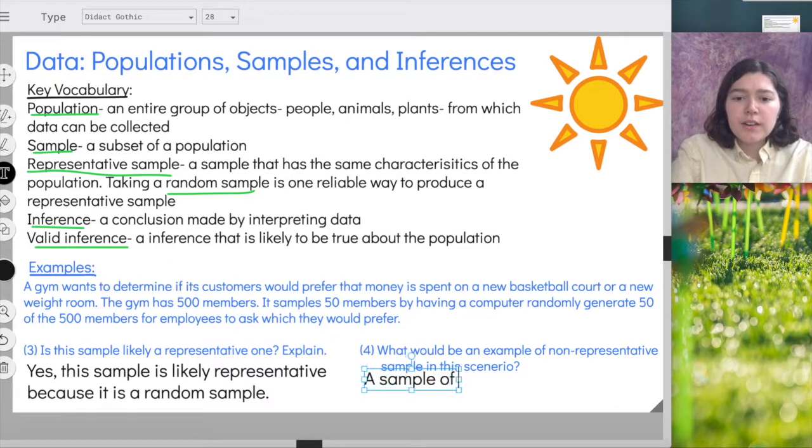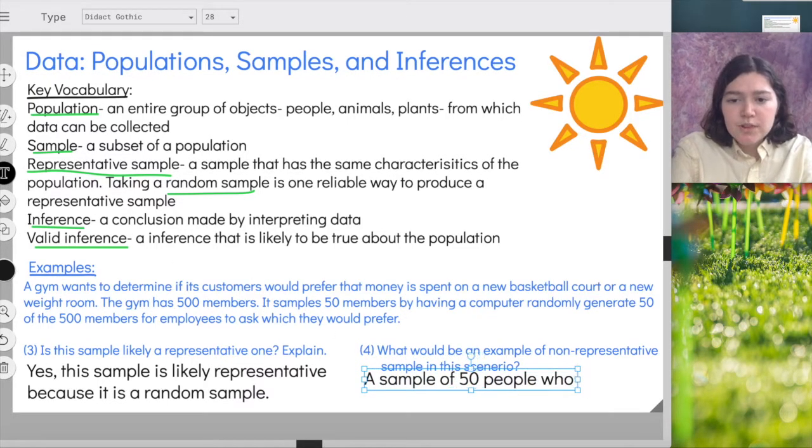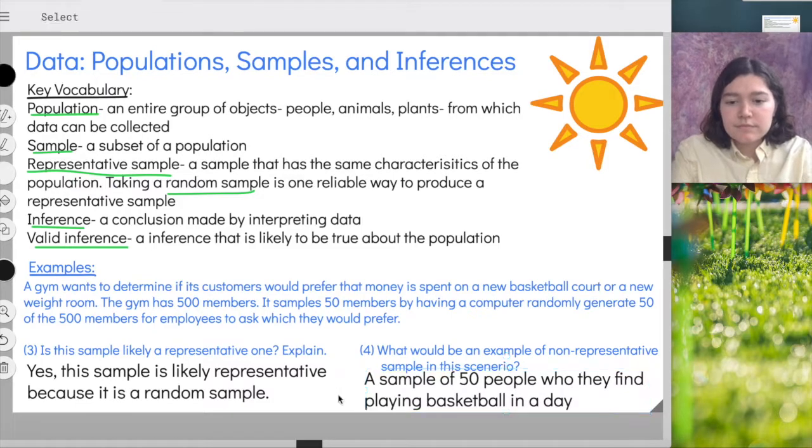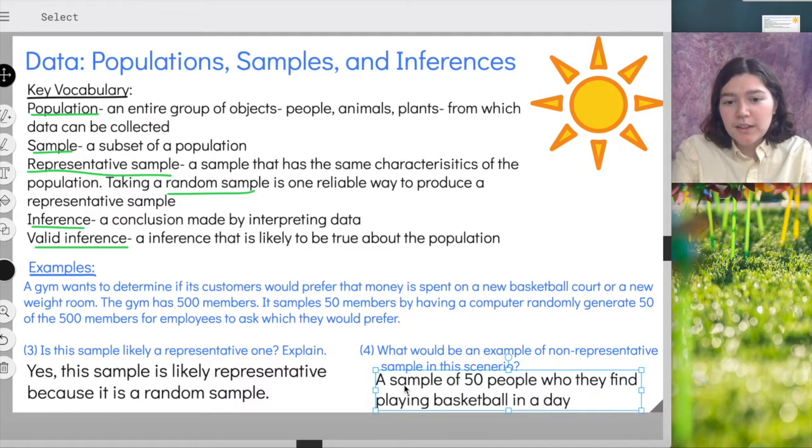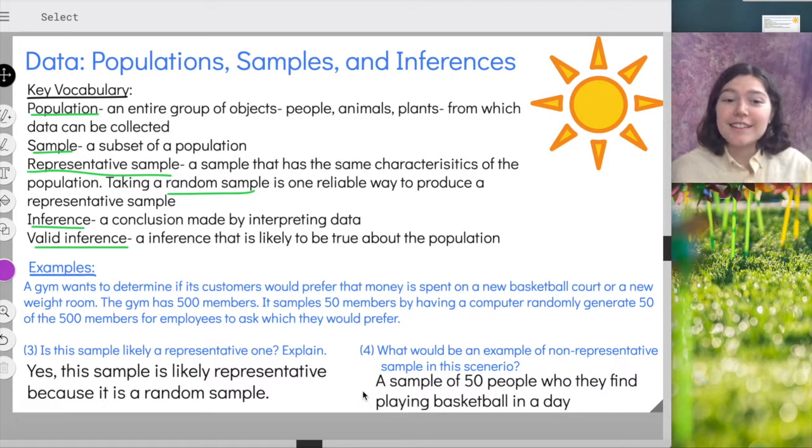A sample of 50 people who they find playing basketball in a day. If they only ask people who are playing basketball, that's probably going to not represent the entire population because probably not everyone at the gym goes to play basketball. Probably some people go to lift weights, others run the treadmill, right? So people are going to have different opinions. But if you select people randomly, it's likely you're going to get a good sense of everyone. Okay, so that's how we would ask these questions. Now let's look at the data that we get from them.